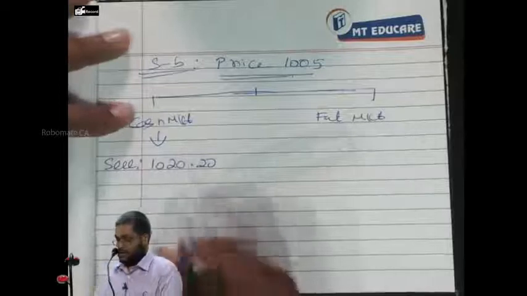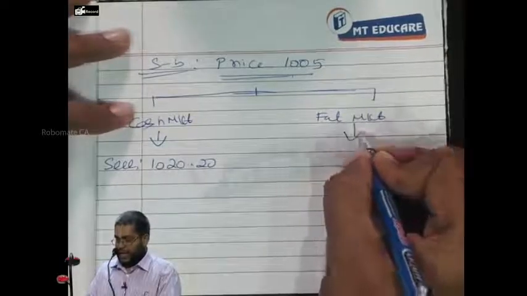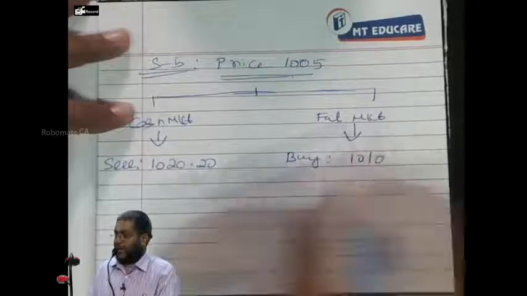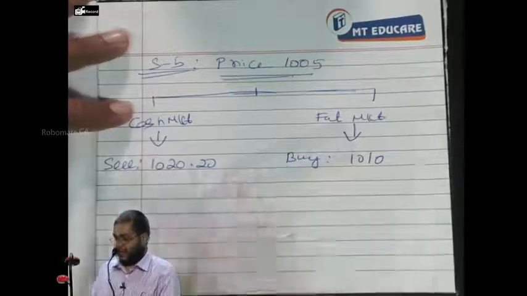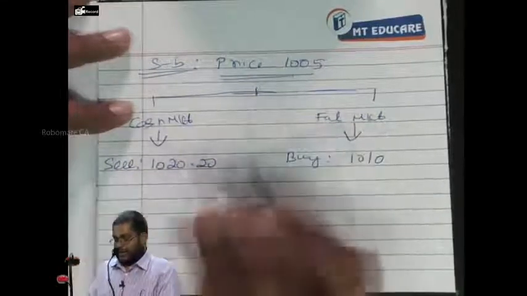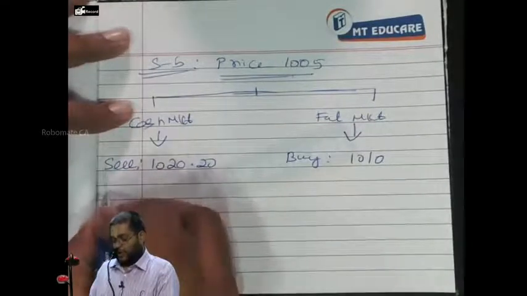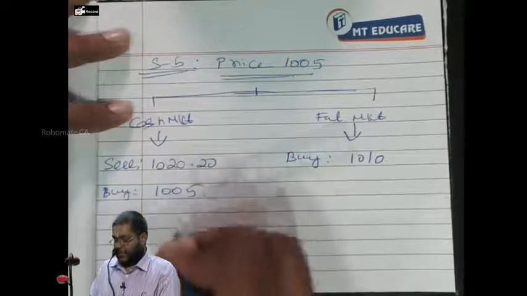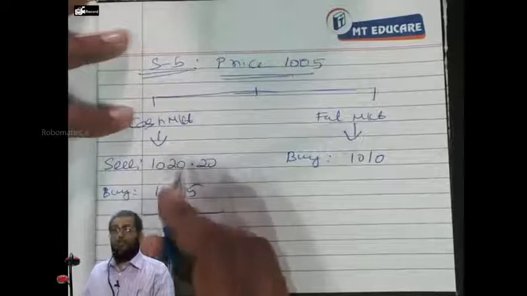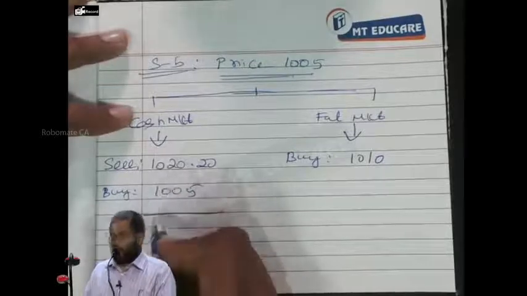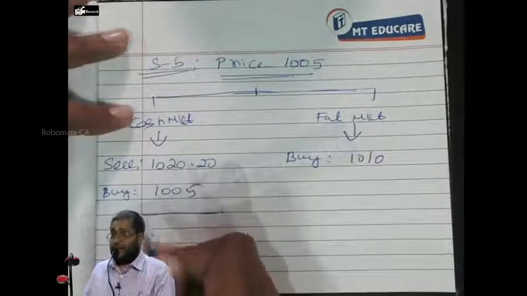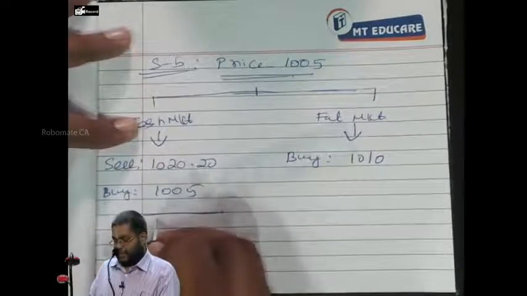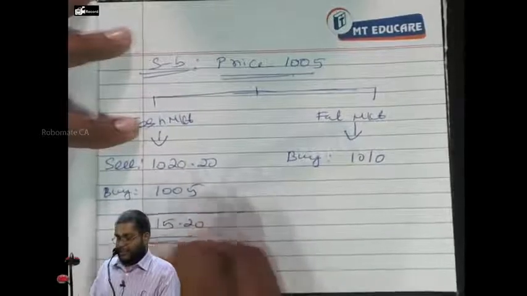Okay, now 1020.20. The same day I took a buy position in the futures market at a price of 1010. On the maturity date, the index fund units dropped to 1005. I gave a counter buy at 1005. I short sold the units at 1020 and bought back the units at 1005. I am making a profit of 15.20.